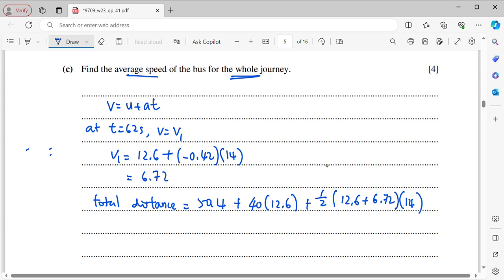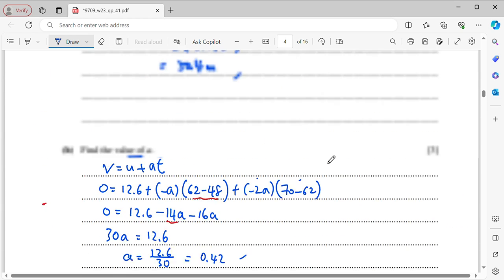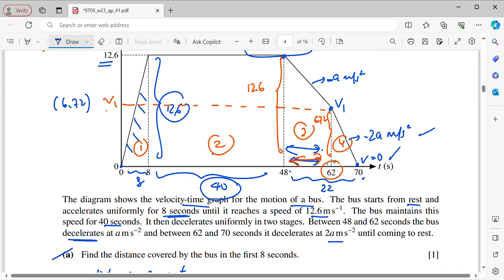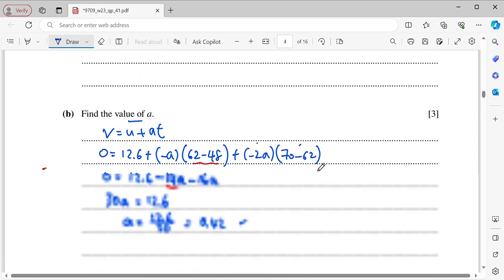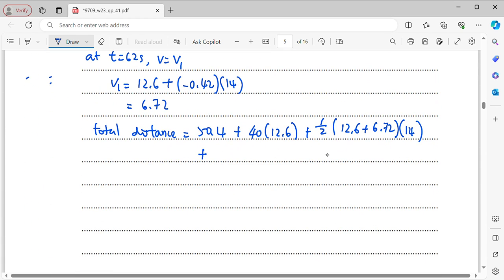Then you add the last area. This distance here is 8, and the height is 6.72. So I will write half times 6.72 multiplied by 8. So that means you will get 716.52.